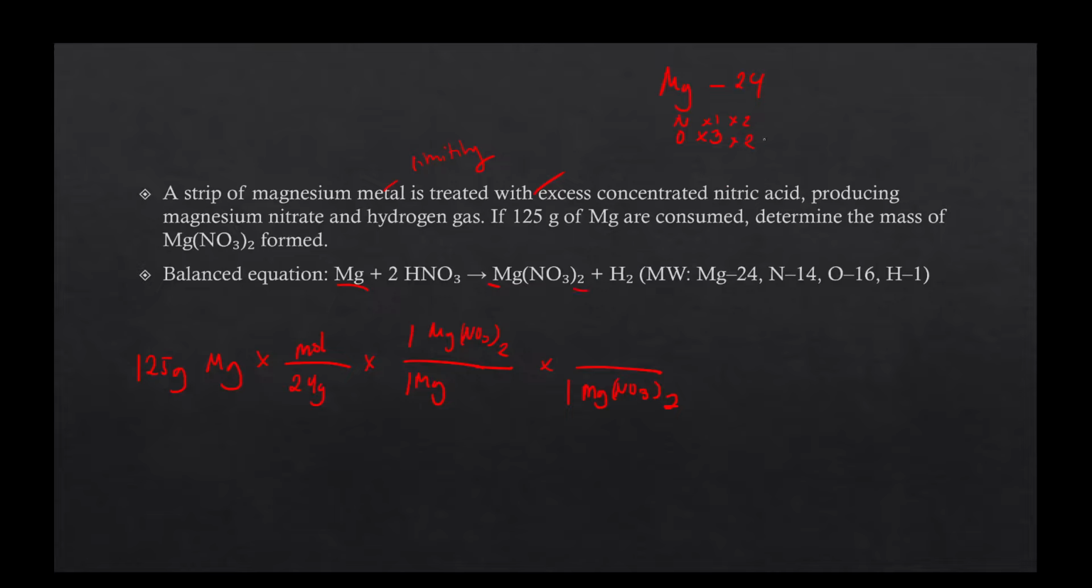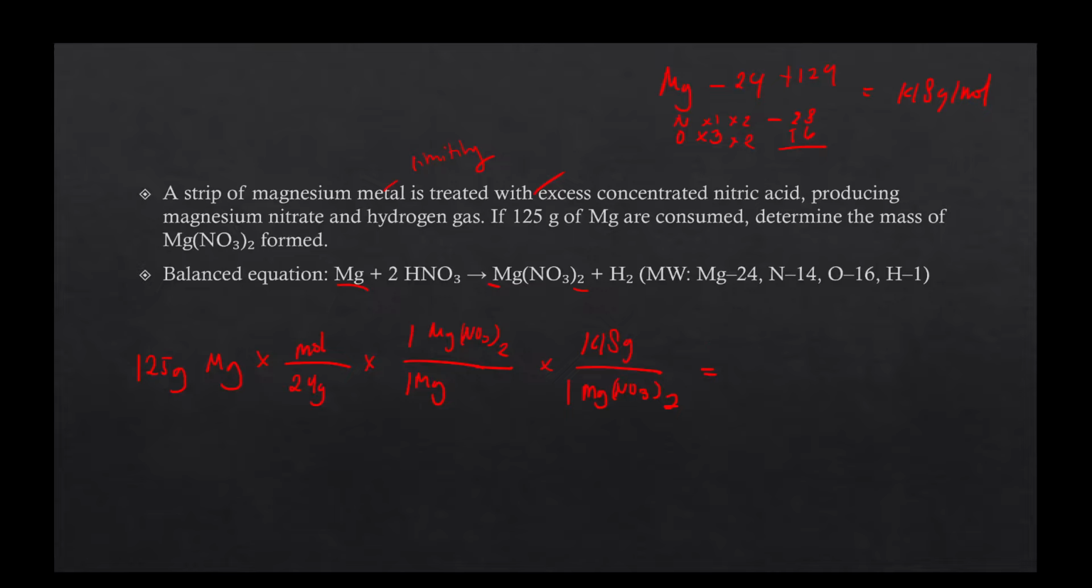because there are two. Okay, nitrogen is 14 times 2, that is 28. Oxygen is 16 times 3 times 2, 96. 28 plus 96 is 124. Plus 24 is 148 per mole for our magnesium nitrate. 1 magnesium, 2 nitrogen, 6 oxygen. Correct. Okay. 148 grams per mole.